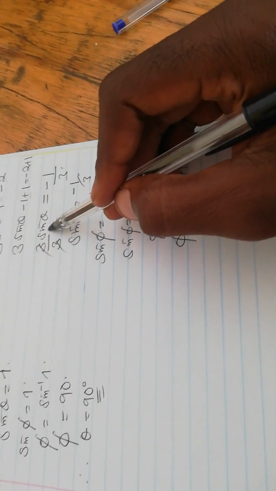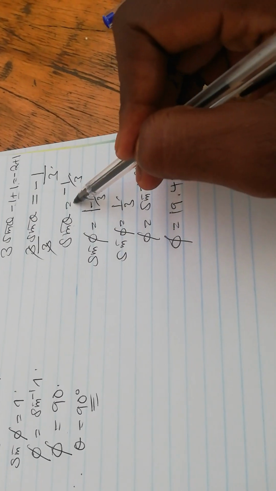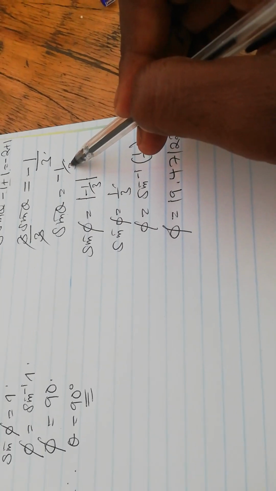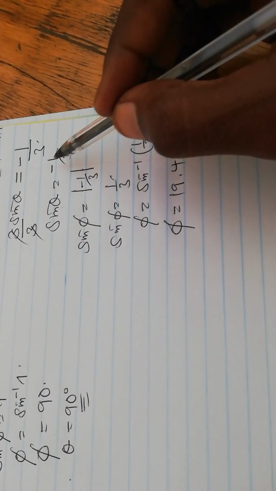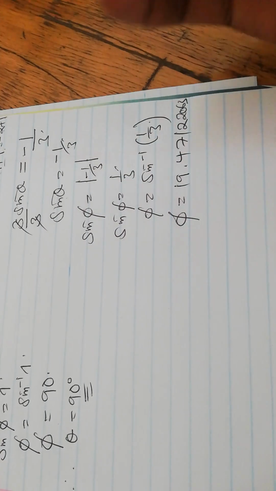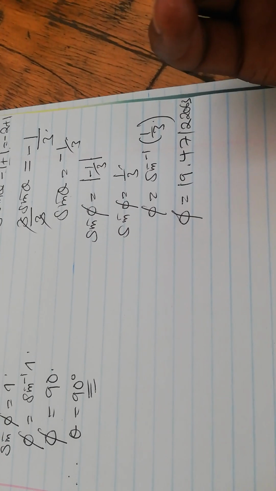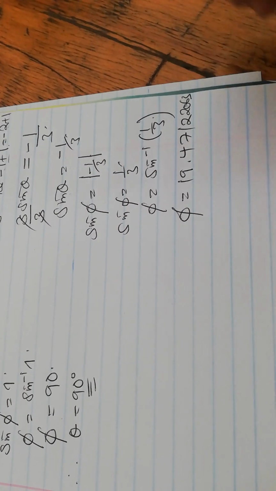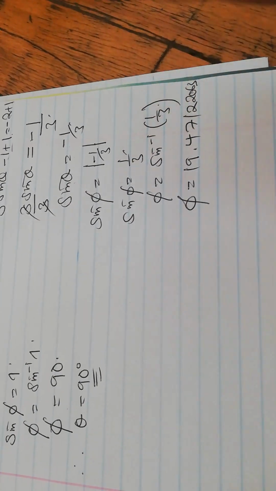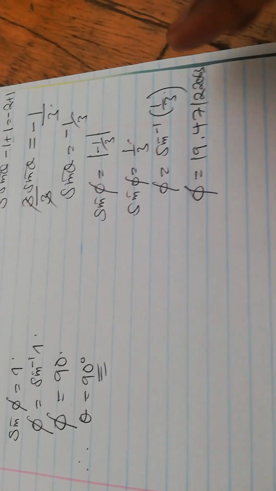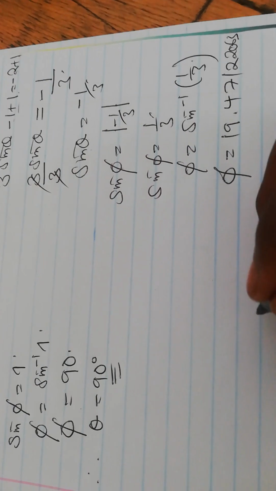So where is sine negative? When you look at this equation, you have sine theta equal to negative 1 over 3. So where is sine negative? Sine is negative in the third and fourth quadrant. It's positive in the first and second, and negative in the third and fourth quadrant.